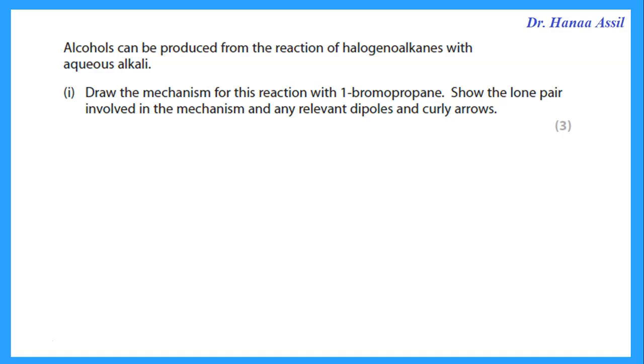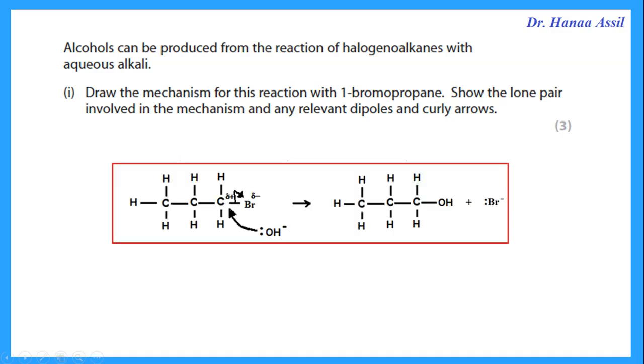Alcohols can be produced from the reaction of halogenoalkanes with aqueous alkali. Draw the mechanism for this reaction with 1-bromopropane. Show the lone pair involved in the mechanism and any relevant dipoles and curly arrows. Again, we said if we have halogenoalkane and we react it with aqueous alkali, then we replace the Br with OH and form the alcohol.